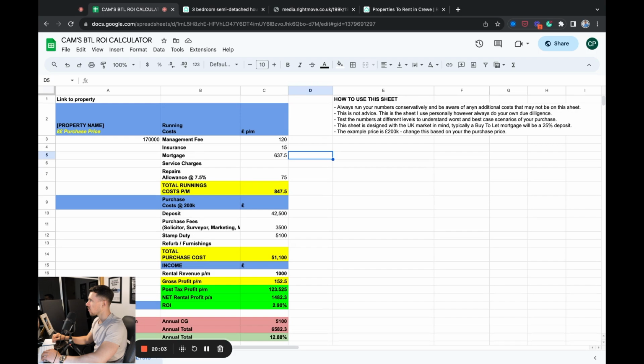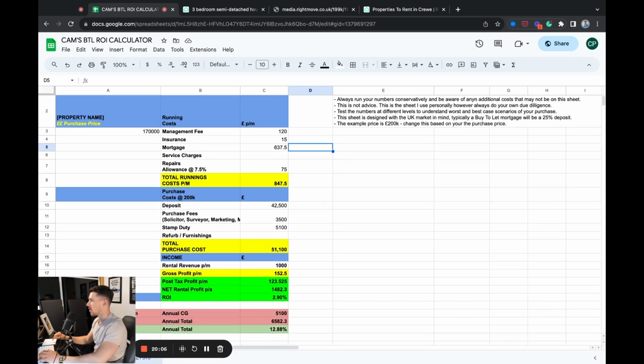Now, what else can we look to change with this to make the numbers a little bit better? I don't recommend just placating the numbers to a point where you're like, this is going to be a good deal now, because we need to be realistic still.